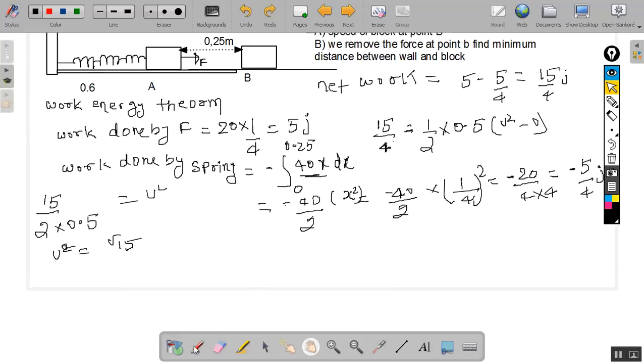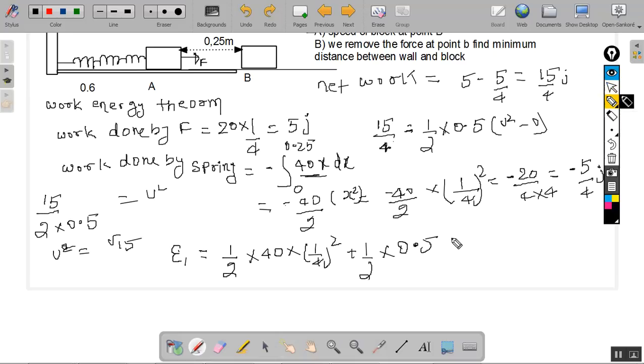So what will be the energy at this instant, E1? It is equal to the potential energy of this spring, that will be half into 40 into this is 0.25, that means 1/4, whole square, plus kinetic energy, that will be half into 0.5 into v square, that will be 15. Okay, so energy will be in this form. So this is the initial energy.